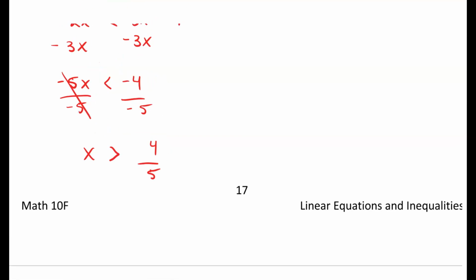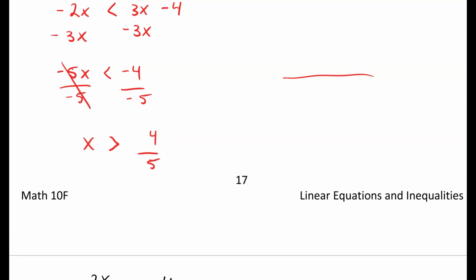Our last thing that we need to do is draw our number line, make our dash. Our value that we're working with is 4 over 5. We have a greater than symbol now because it flipped directions. So we have an open dot because it's greater than but not equal to. And our arrow is going to point to the right.